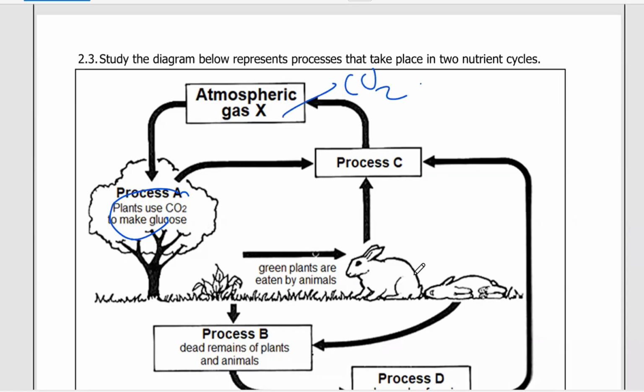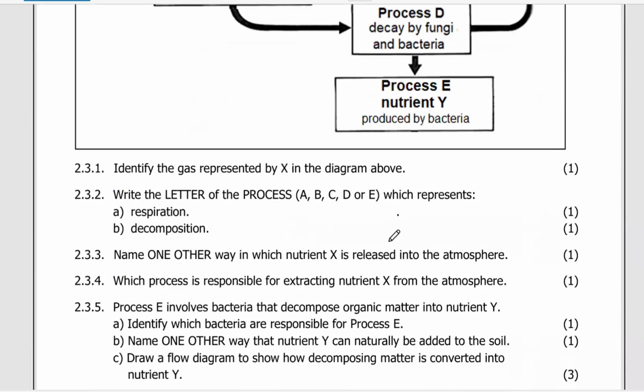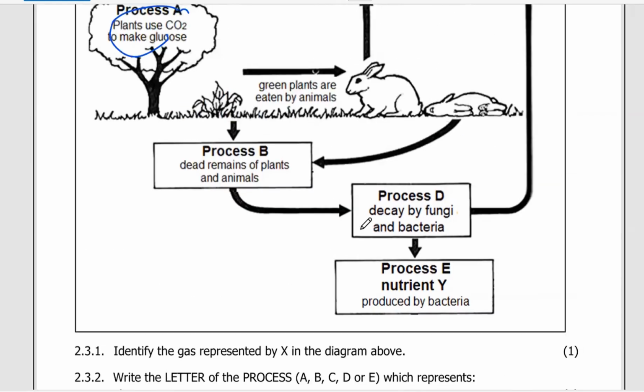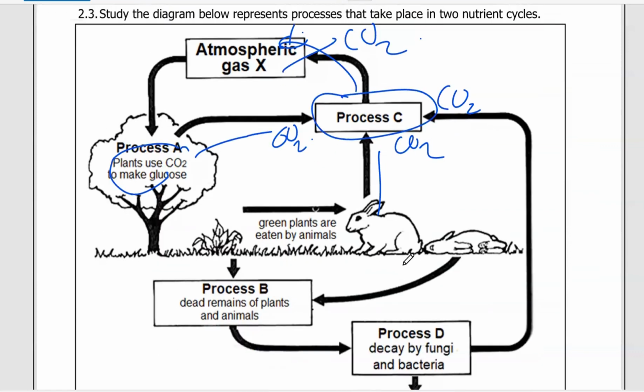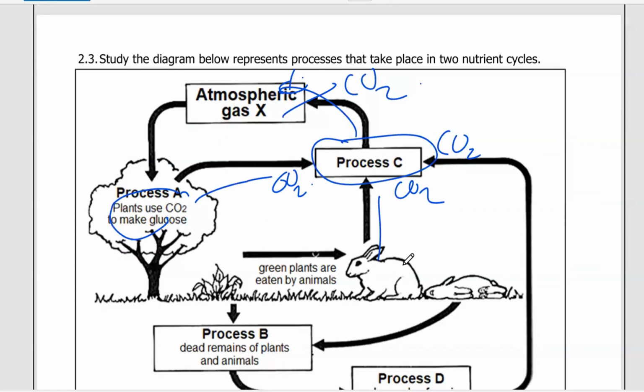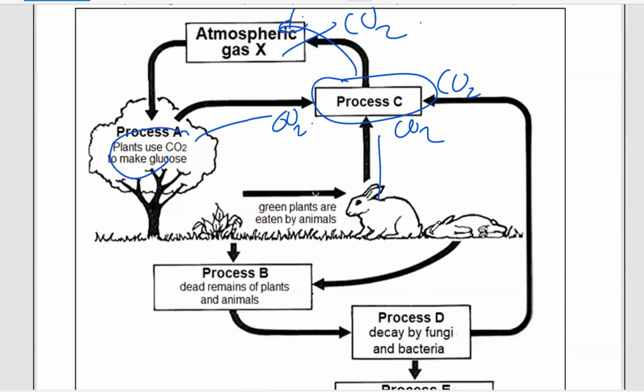They are saying, write down the letter of the process, A, B, C, D, E, which represents respiration. So which process represents respiration? We see that this one produces a gas, that is carbon dioxide. Understand? And then also this one produces a gas, carbon dioxide. Also fungi produce a gas, carbon dioxide, and then it goes back to the atmosphere, meaning that this process C is the one which is respiration, because respiration is the only process which produces carbon dioxide in a living cell.